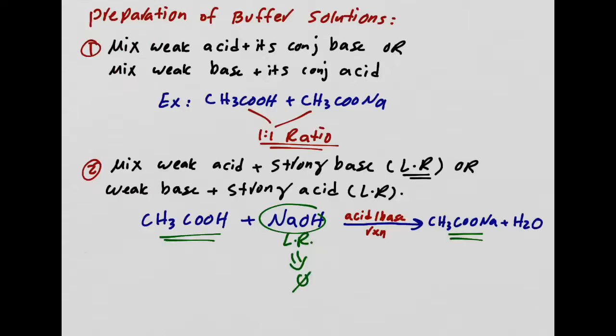Okay, now the last way. The last way is, what if we have the conjugate, but we don't have the weak acid or base? So again, this was a two-part. Let's look at the last part. The last part, here's what you would do. You would mix strong acid, and again, like before, the strong acid has to be the limiting reagent, and you would add it to the conjugate base of a weak acid.